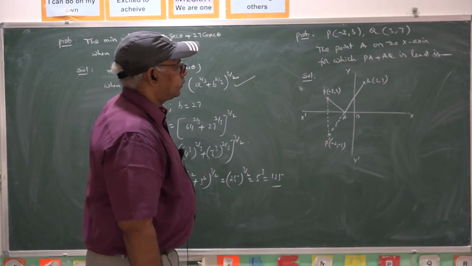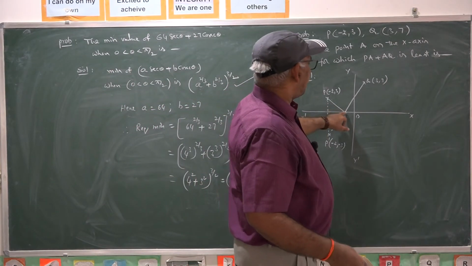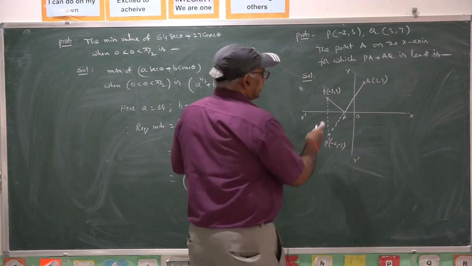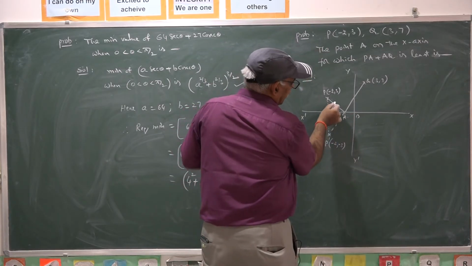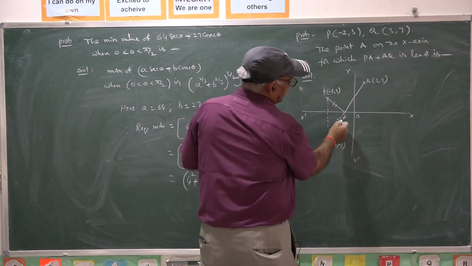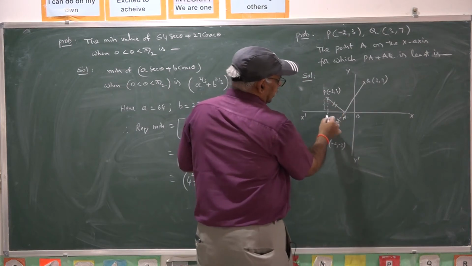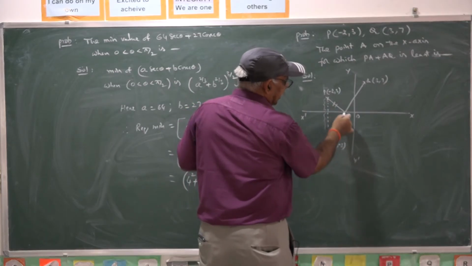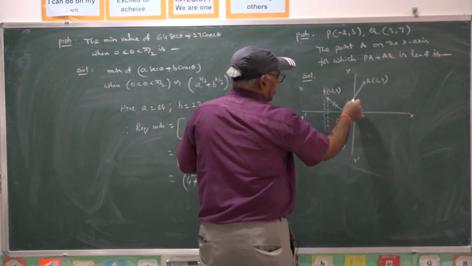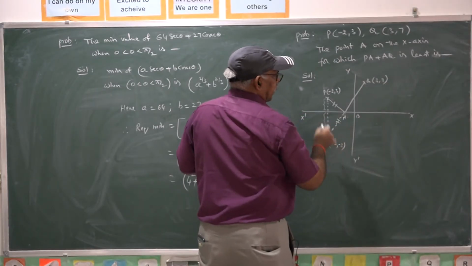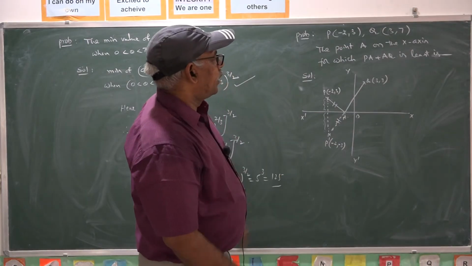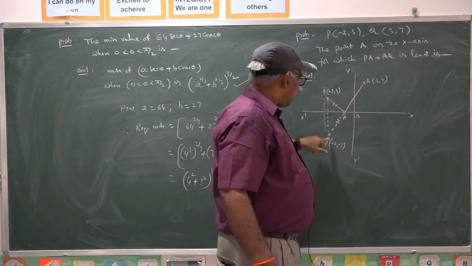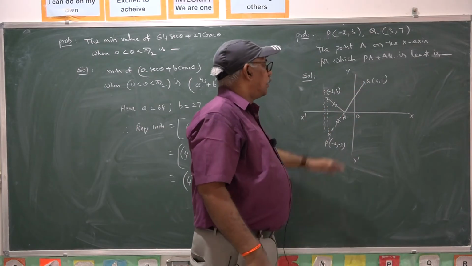Hence, the required image point of P is here, minus 2, minus 3. Now, PA plus AQ is nothing but AQ plus AP dash itself, because this is equal to this one. Hence, instead of PA, I am just taking AP dash. So, you have to find the minimum value. The minimum value of PA plus AQ is nothing but P dash Q itself.